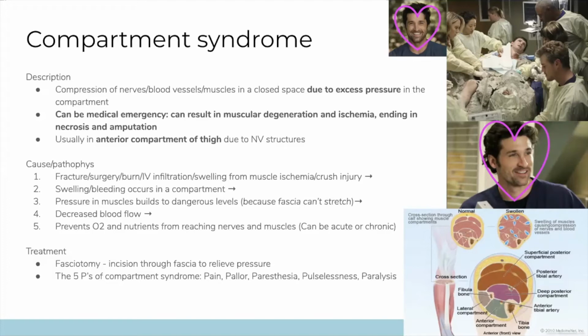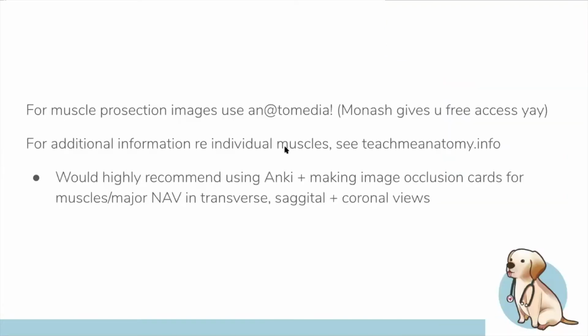But last thing is to remember the 5 P's of compartment syndrome, which are pain, pallor, which is lightness of color, paresthesia, which is tingling or burning sensations, whereas anesthesia is no sensation, pulselessness, and paralysis. So yeah, compartment syndrome. Hot tip, use Anatomedia for muscle prosection images.